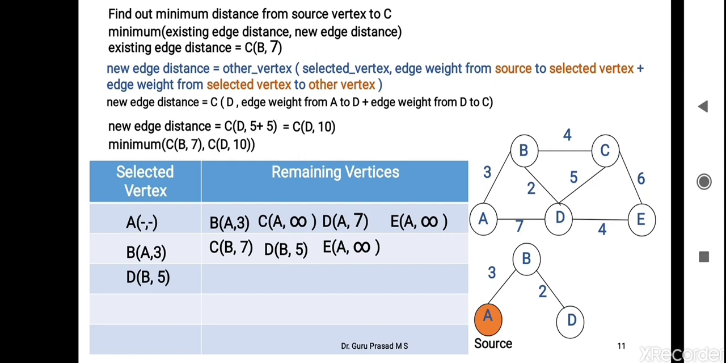Now apply the minimum formula. The existing edge distance is C of B comma 7, and the new edge distance is C of D comma 10. Which one is minimum? The minimum is C of B comma 7.